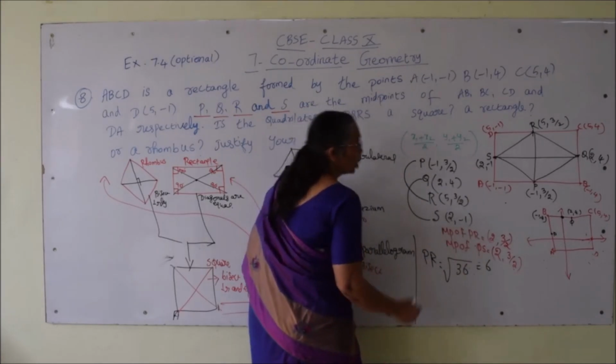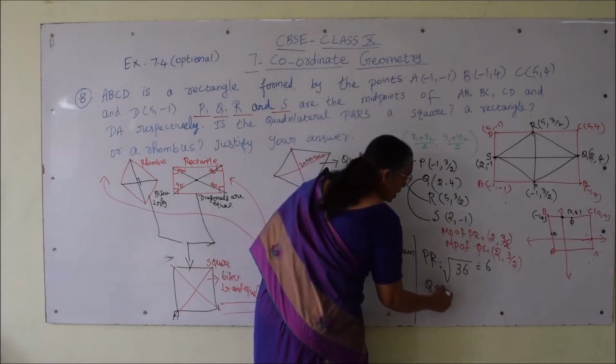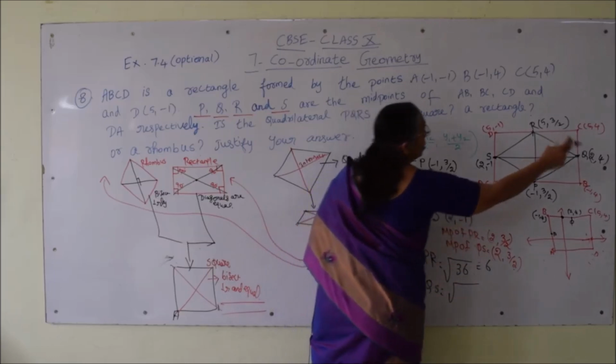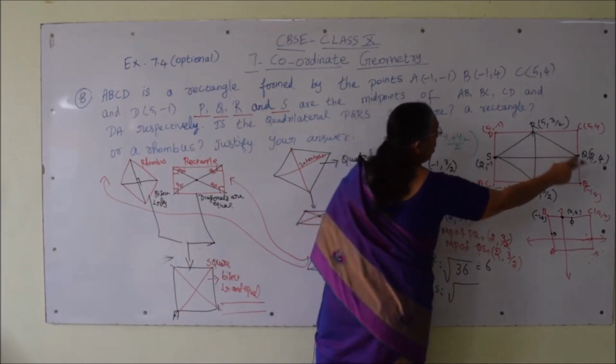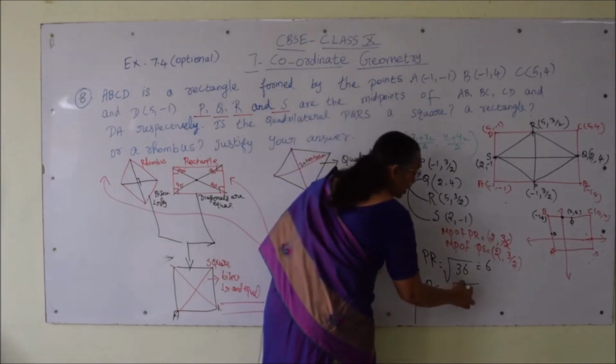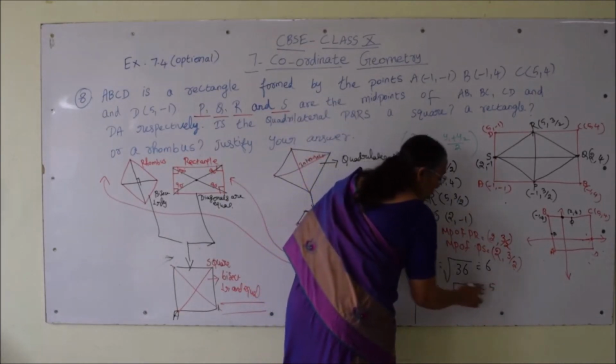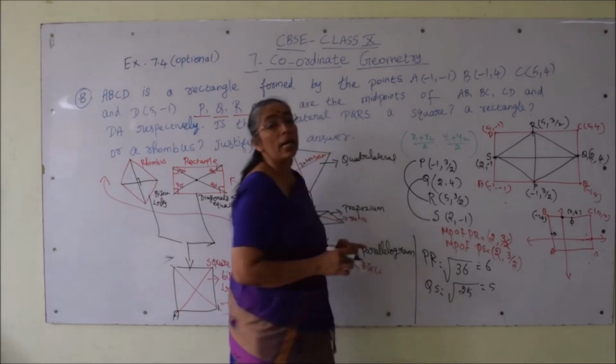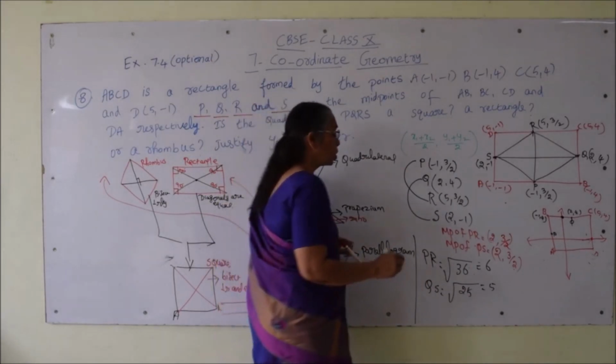Shall we check the distance QS? So the distance QS is equal to root over (2 minus 2), 0, and (4 minus 1, minus of minus 1), 4 plus 1, 5. Square root of 25 is 5. So what do you observe? The distance PR is not equal to QS.